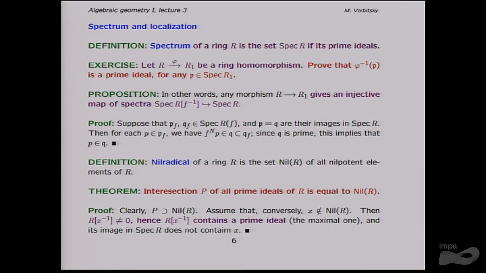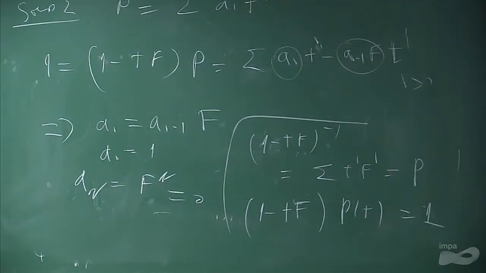So let me write this as an exercise. This is important. Find rings R1, R2, and a homomorphism phi from R1 to R2 such that phi^-1 of a maximal ideal is not maximal.